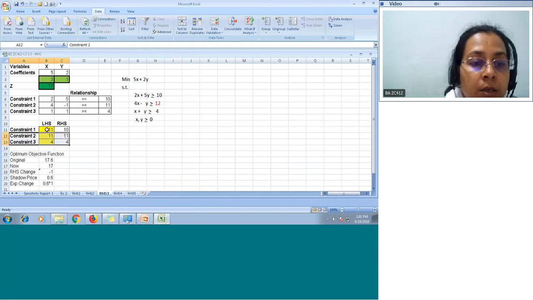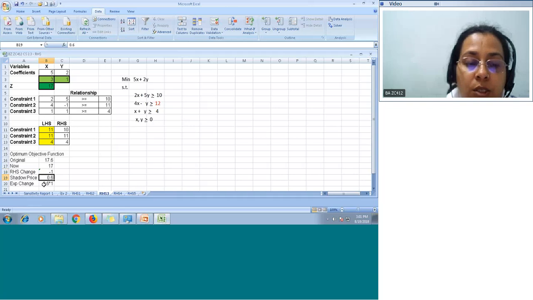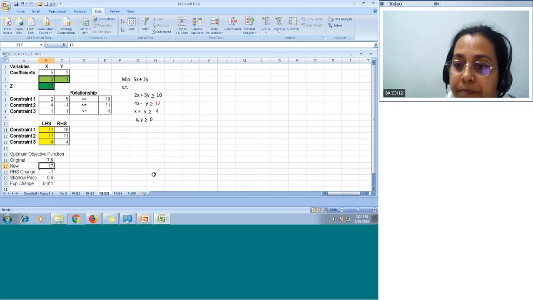The first one is not a binding constraint. The original value is this, and now I am getting 16. You can see the change in the X and Y values also. How much did I change in the RHS? I decreased the RHS by 1 unit, so the change is -1. The shadow price is 0.6, so 0.6 times 1 is 0.6. I subtract this from 16.6, the old value, so there is a 0.6 difference.